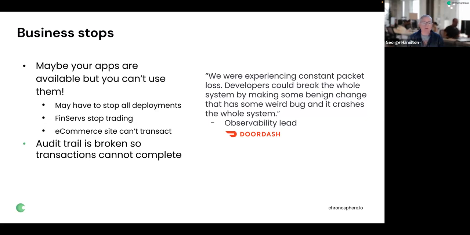And it's pretty routine. DoorDash is a big customer of Chronosphere. Before they used Chronosphere, one of their big problems was things like this, minor things could shut down their developers for a while. And it would be the developers that could break the entire system with some very minor change. And it wasn't something they anticipated, and the whole system's not available. And that could happen fairly frequently.